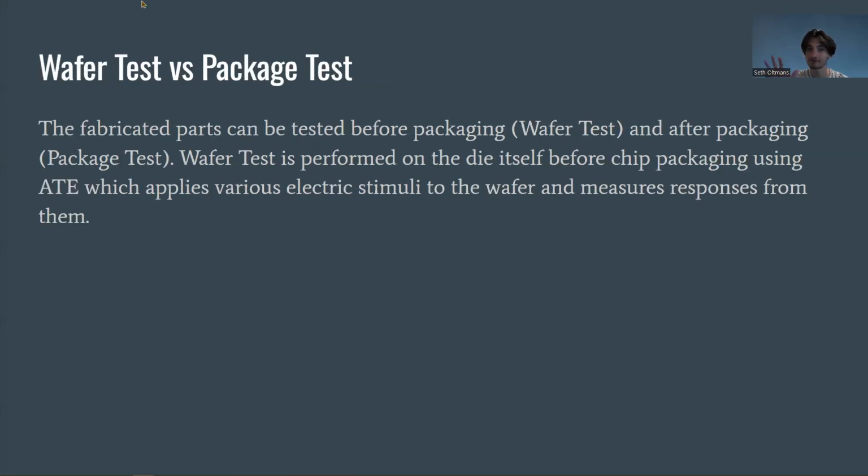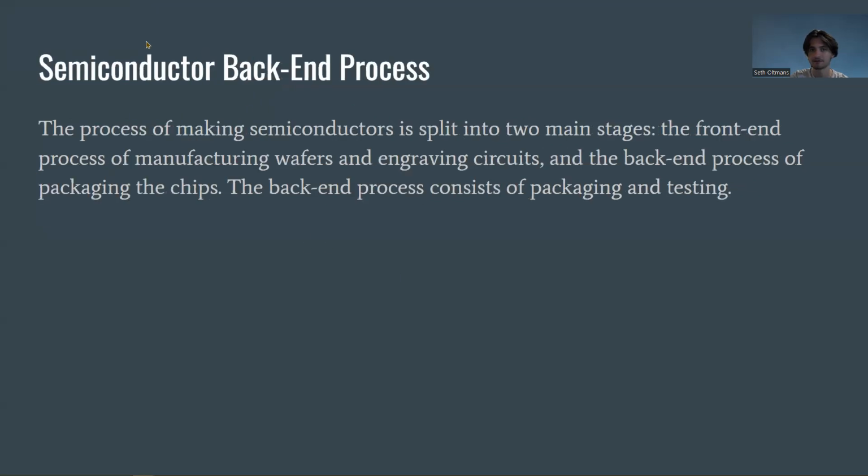There's this idea of a wafer test or a package test, wafer test being tests specifically on the wafer, versus a package test, which happens later in its life cycle. Then there's the semiconductor back-end process, where the process is made with the front end. This goes back to the last point, where there's front-end testing and then back-end packaging testing. So there are two whole parts of semiconductor fab: packaging and the front end.